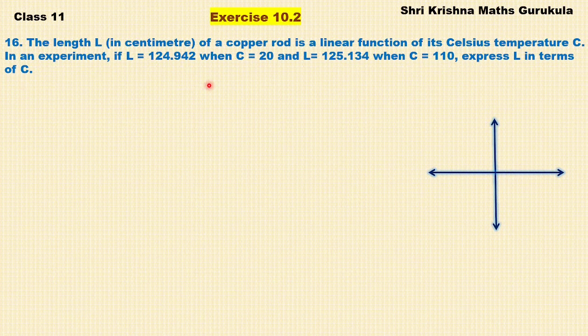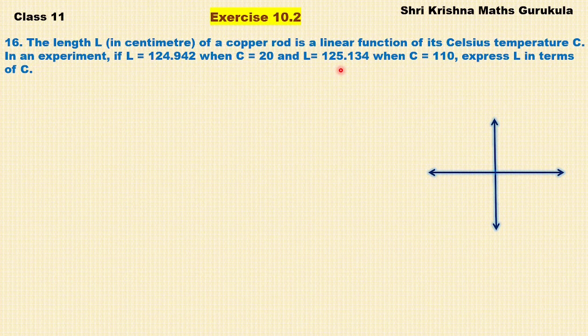Let us understand the question now. There is a copper rod which has a linear relation with temperature. What do you understand by that? We all know that a metal expands when heated, correct? That is what is happening with a copper rod also. During an experiment, the readings were recorded like when the temperature was 20 degrees, the length of the copper rod was 124.942. But when the temperature was increased to 110, the length of the copper rod also has increased.